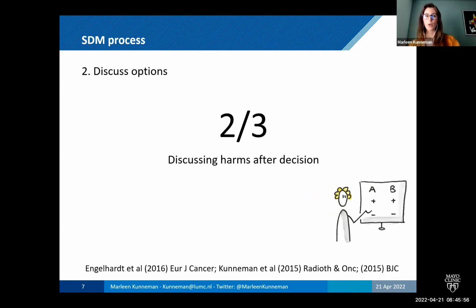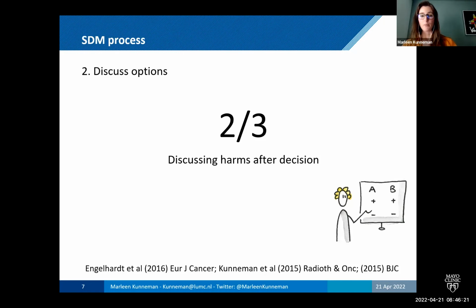The second step of shared decision making is to discuss the possible options and the pros and cons of the options, the risks of those options. And we see a lot of variation in practice. So some patients receive a lot of information about the options, and other patients receive hardly any information.